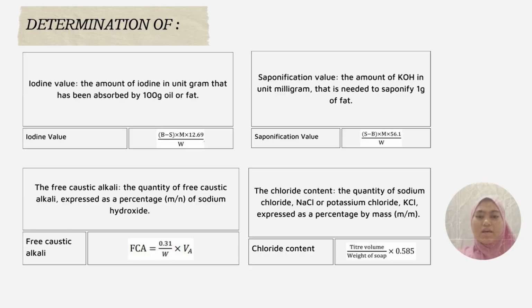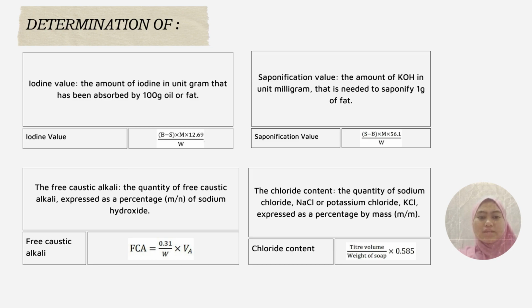3 times. Now I will be explaining the determination of iodine value, saponification value, free caustic alkali, and chloride content. First, let's take a look at the iodine value. Iodine value is the amount of iodine in grams that has been absorbed by 100 grams of oil or fat. The formula given is B minus S multiplied by M multiplied by 12.69 over W. Next is saponification value. It can be defined as the amount of potassium hydroxide (KOH) in milligrams that is needed to saponify 1 gram of fat.